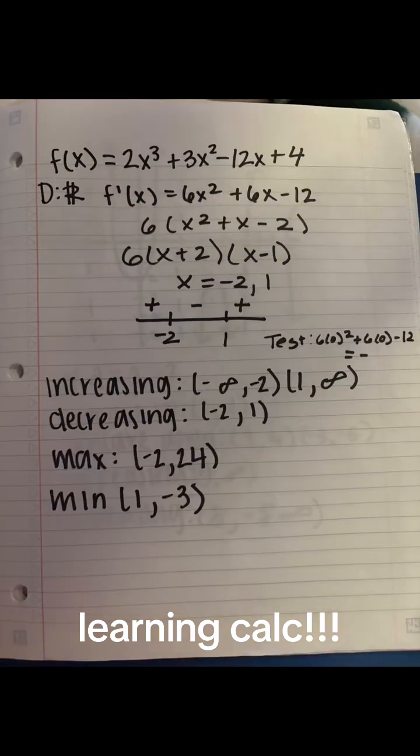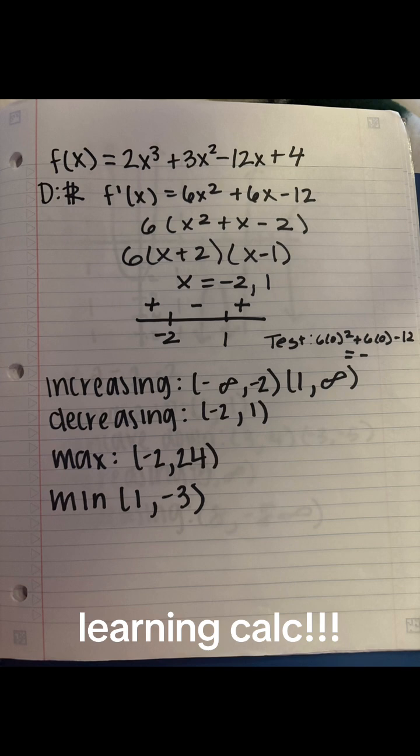Okay, so then the next problem, I have my original equation. The domain is all real numbers, and then I am looking for the derivative of the first equation. So for that, I get 6x squared plus 6x minus 12. I take out the 6 to solve for points, and I get (x plus 2)(x minus 1), which equals 0, so x equals negative 2 and 1.